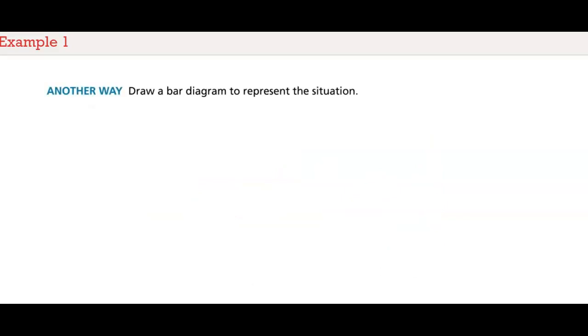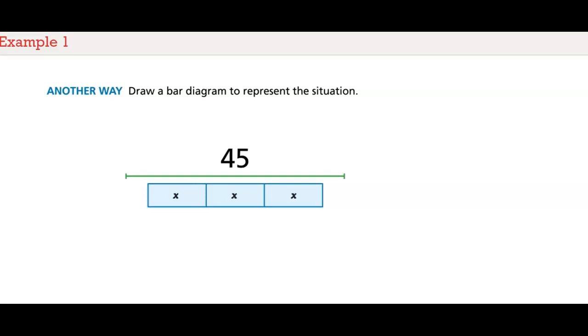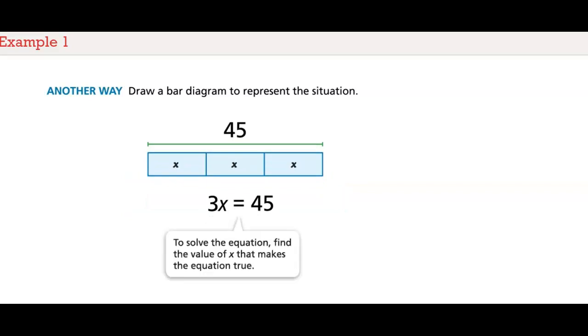Another way to represent the equation is to draw a bar diagram. Let x equal the amount charged for each painting. The total amount charged is $45. The bar diagram represents the equation 3 times x equals 45. To solve the equation, find the value of x that makes the equation true.